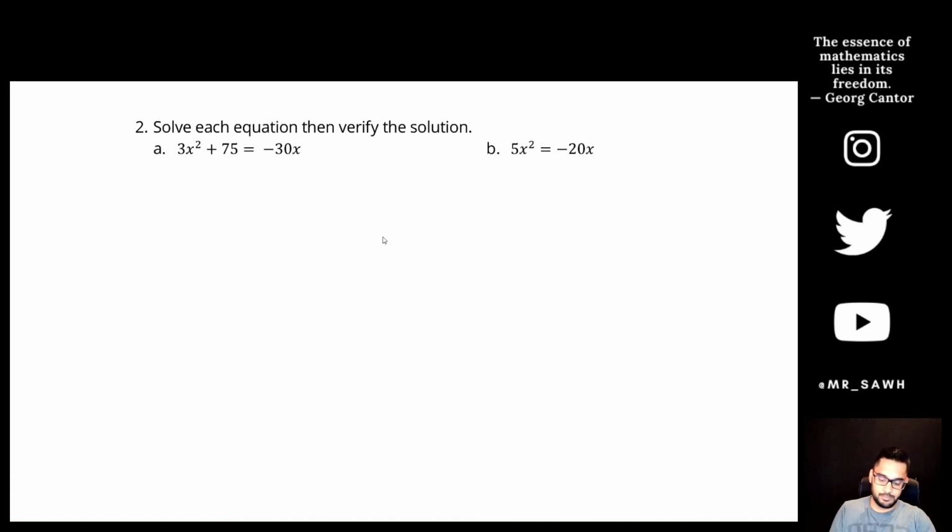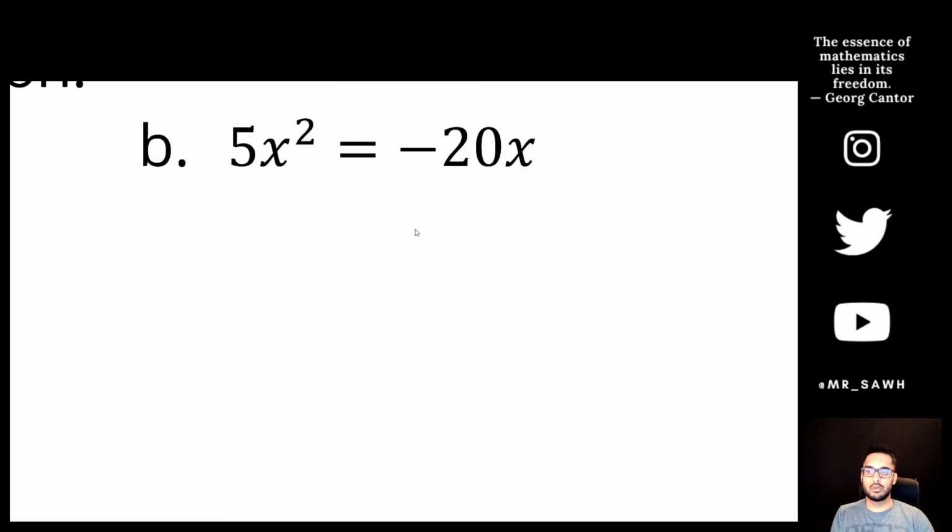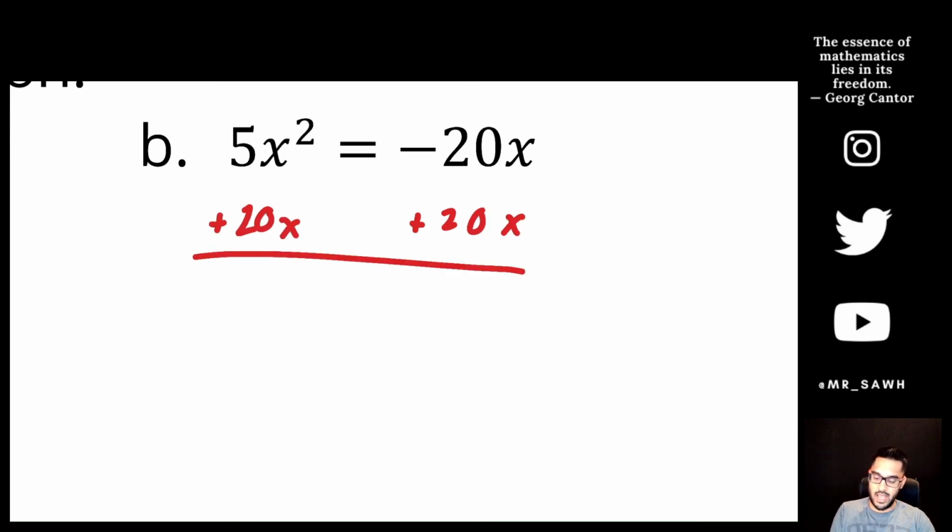But let's do B. Okay, I've only got 2 terms here to think about, so I still want to make it equal to 0 first. So let's add 20x to both sides. And it doesn't matter which side you make 0 because you could just reverse it. This was just the way that my brain saw this.